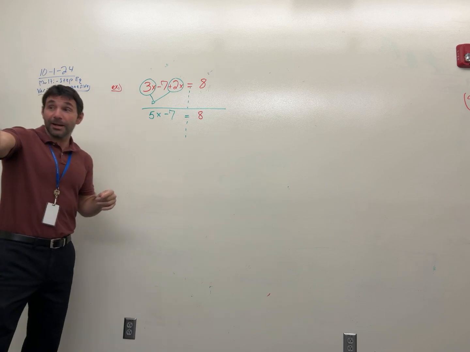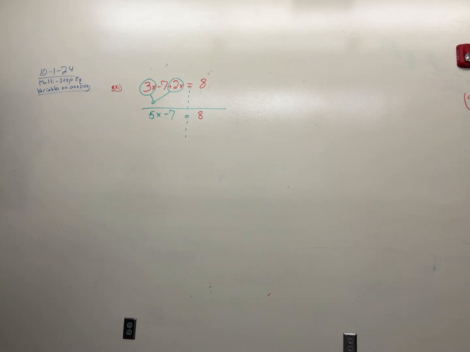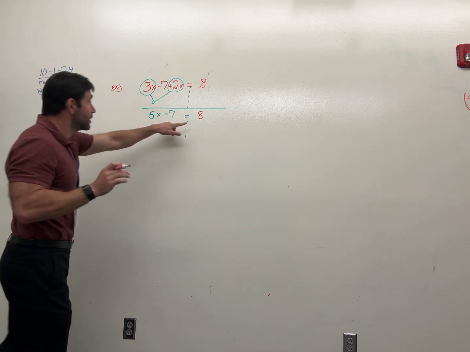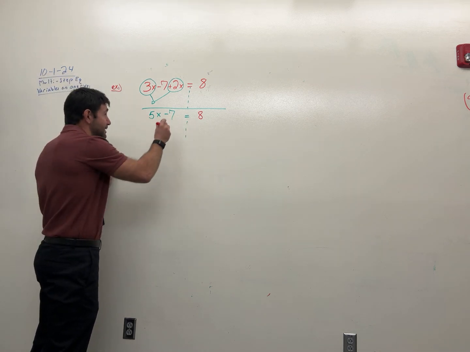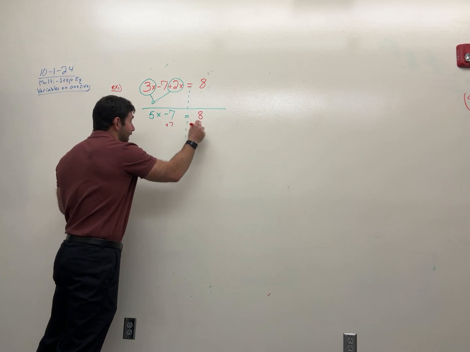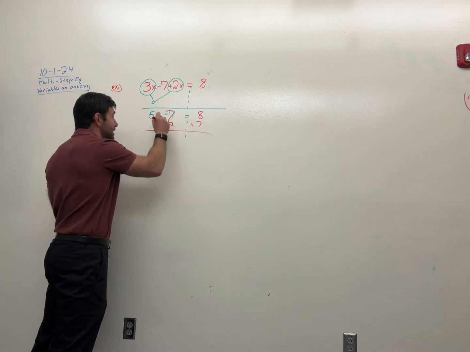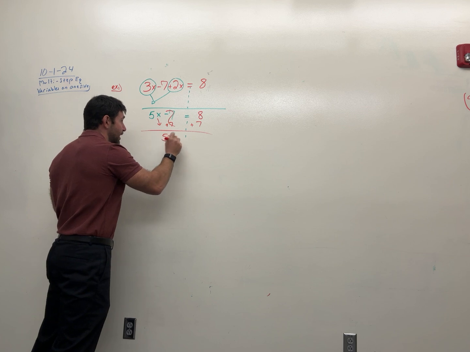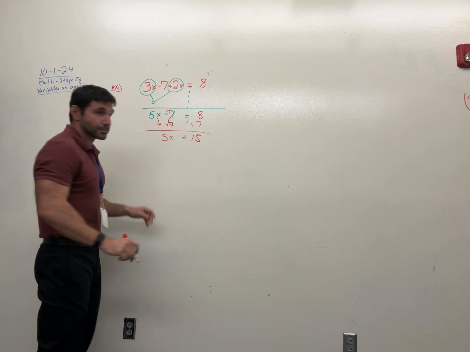Plus 7. Notice how it says, in parentheses under step 5, addition or subtraction. We're not using multiplication or division, so we have to use addition or subtraction. It's a minus 7. We're going to add 7. Negative 7 plus 7 is 0. Leaves me with 5x equals 15.